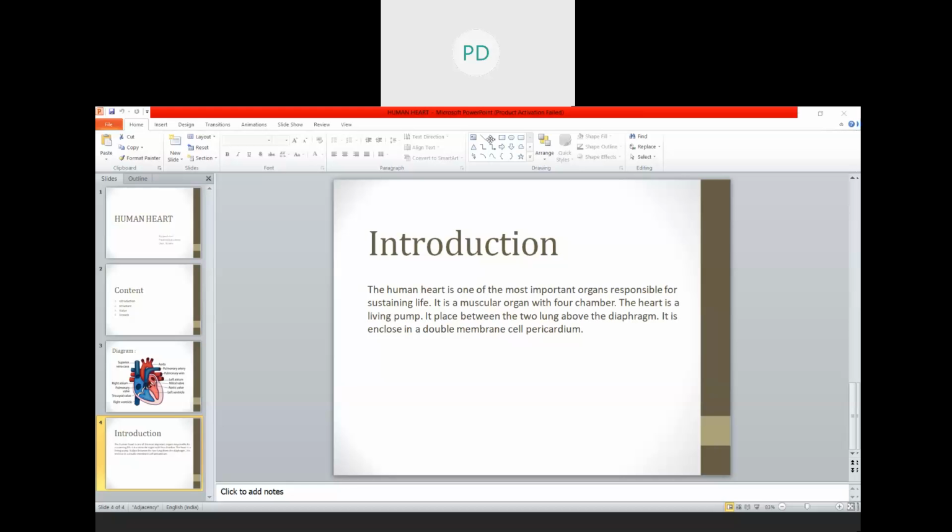Now, internal structure of the heart. The internal structure of the heart is rather intricate, with several chambers and valves that control the flow of blood.